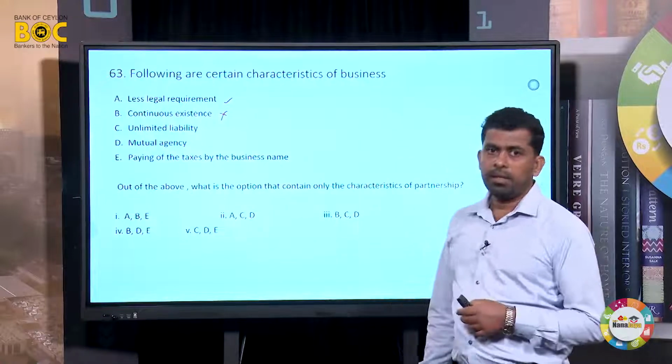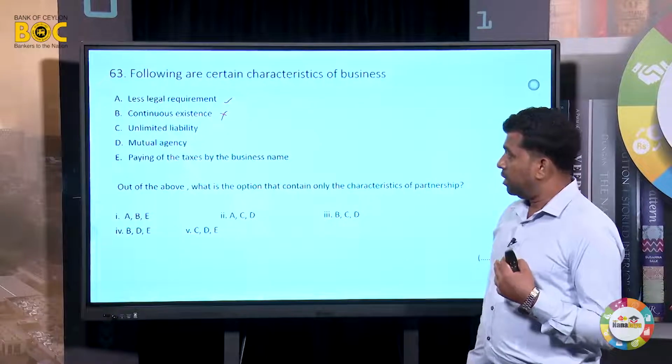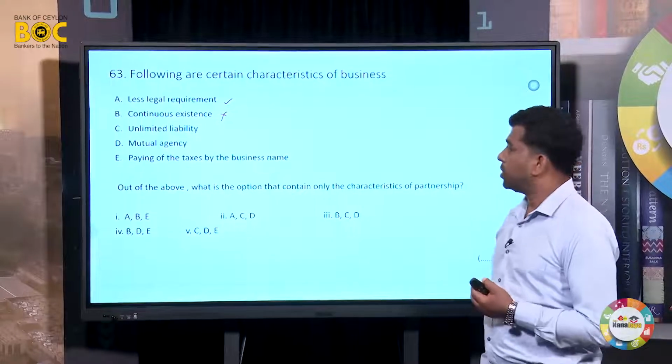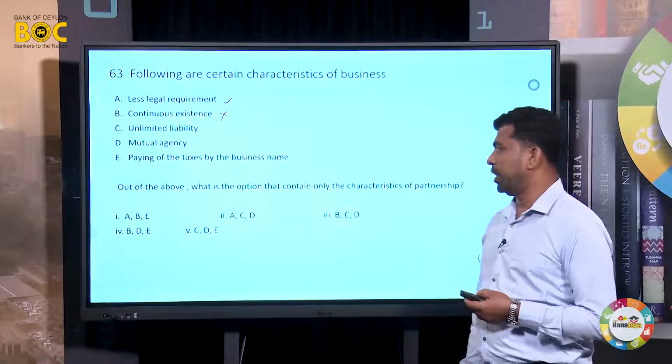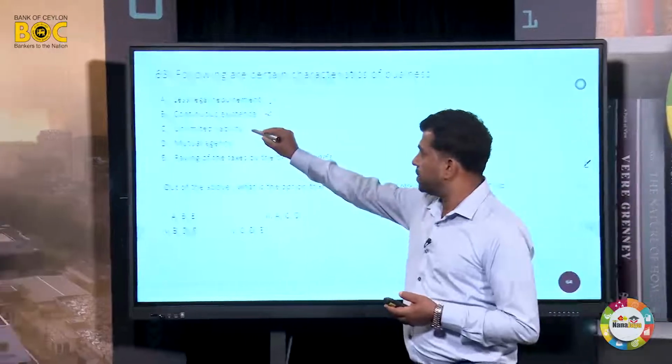Unlimited liability. The liability of partners is not limited to the capital invested. So they have to sacrifice their personal properties to settle the external liabilities of the partnership. This is the correct one.